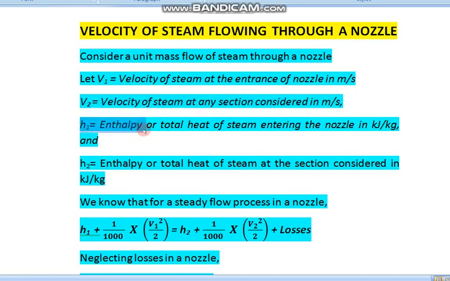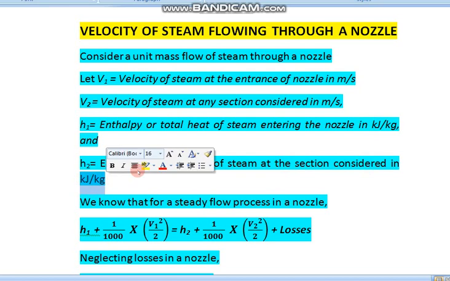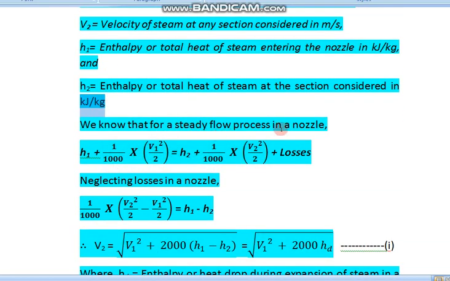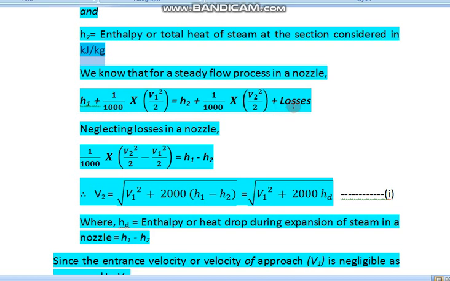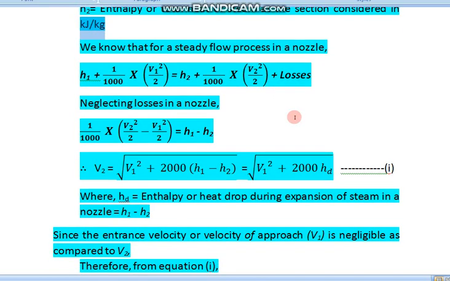H1 is the enthalpy in kilojoules per kg. H2 is the enthalpy at the section considered in kilojoules per kg. We know that for a steady flow process in a nozzle, H1 plus 1 upon 1000 into V1 square by 2 is equal to H2 plus 1 by 1000 into V2 square by 2 plus losses. It is from the steady flow energy equation, written here on a per unit mass basis.